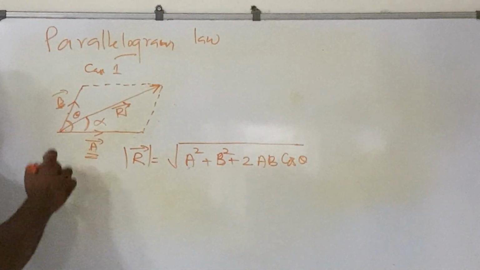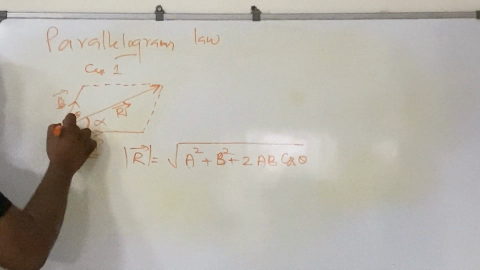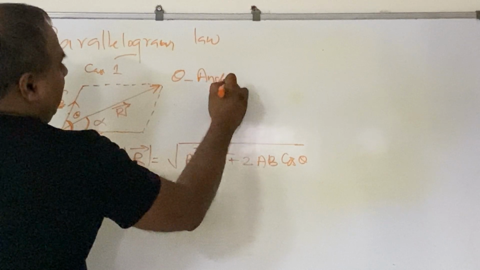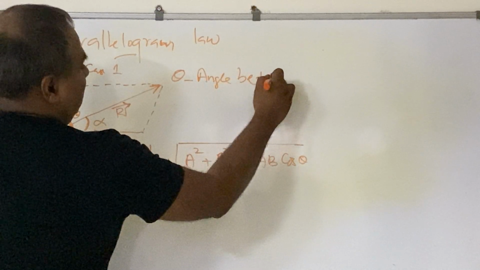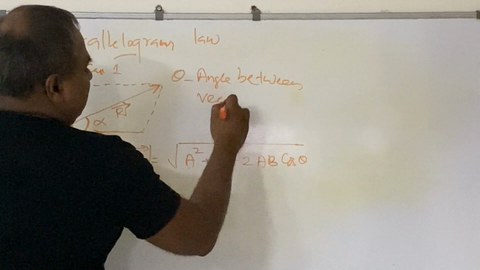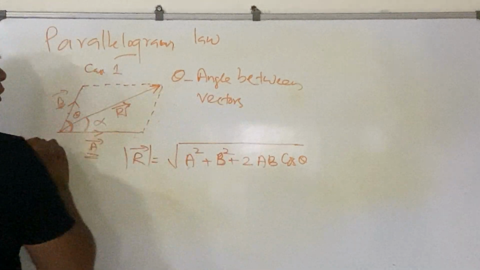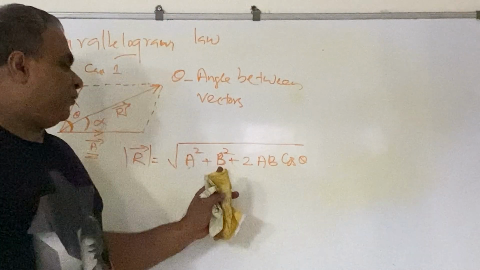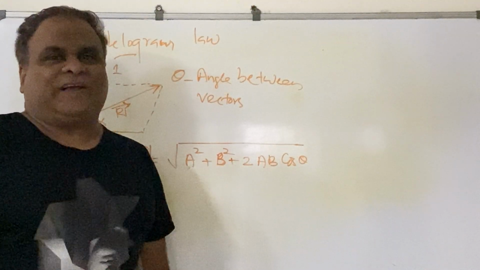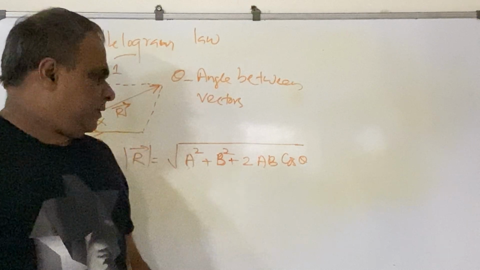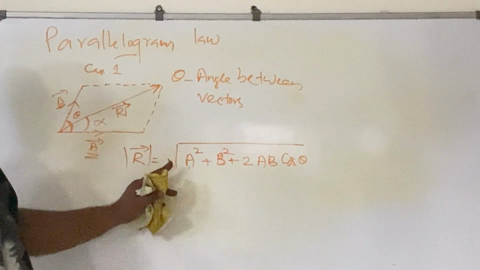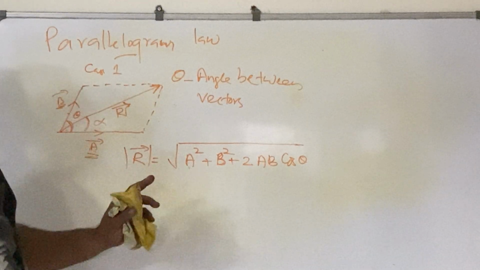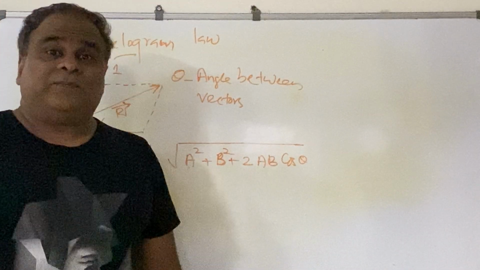What is theta? Theta is the angle between the vectors. Very important. Theta is the angle between vectors, vector A and vector B. R is equal to root of A square plus B square plus 2AB cos theta. Clear? You understood this formula? What is R here? Resultant. Resultant means sum. The sum of the vectors is denoted by the term resultant.